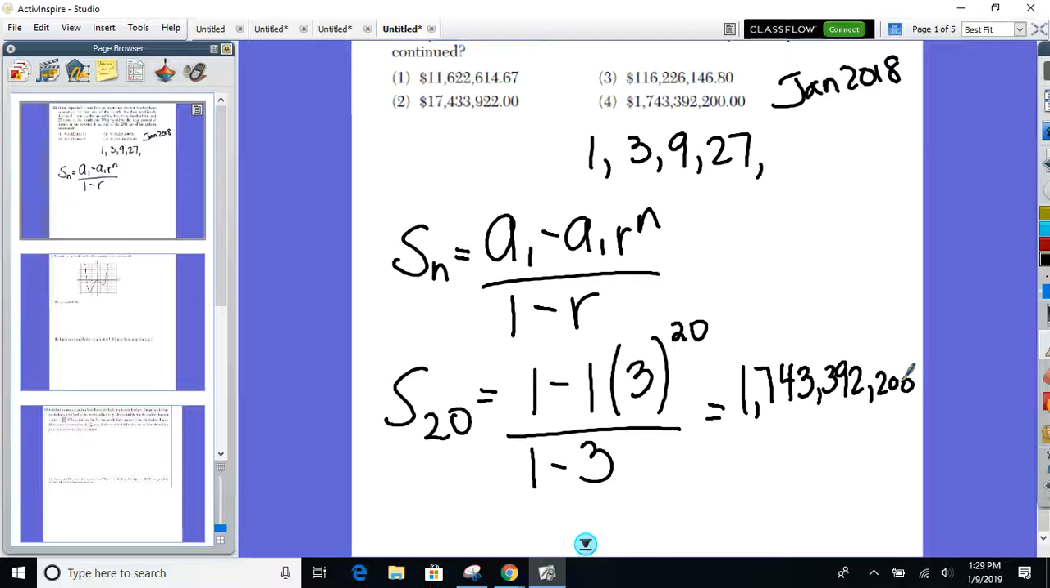Don't do it. Don't do it. We're all getting that number out, right? And it's conveniently a choice. Don't do it. It's a trap. Here's why, everyone. What's this? 1 what? 3 what? 9 what? 27 what? What are all these? Cents. This is how many cents he'll have.